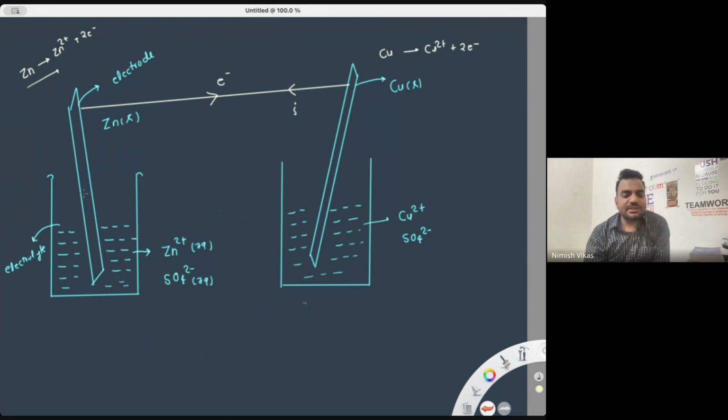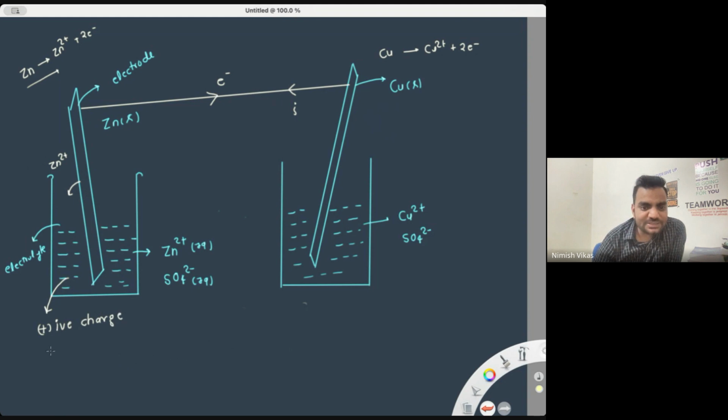The story here is that when zinc is losing electron, zinc ions are being generated, and those zinc ions are trying to come inside the solution. When they come inside, this solution will become positively charged. Why? Because of excess of zinc ion. Earlier, there were equal amounts of zinc ion and sulfate ion, but if zinc loses electron, the electron will go this way and zinc ion will come this way. So when they come to the solution, it will become positively charged.